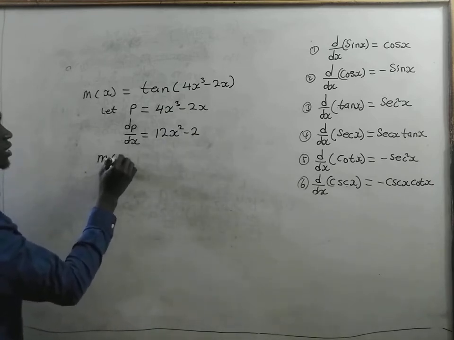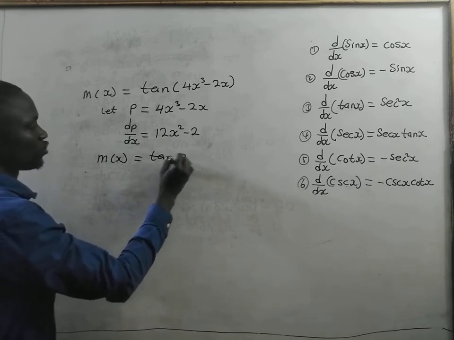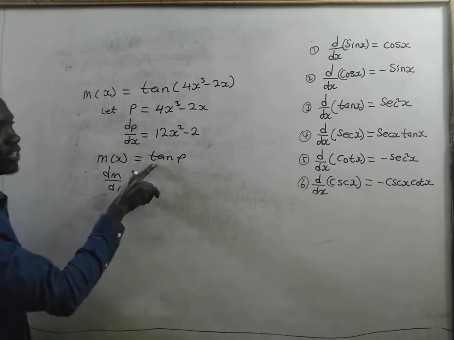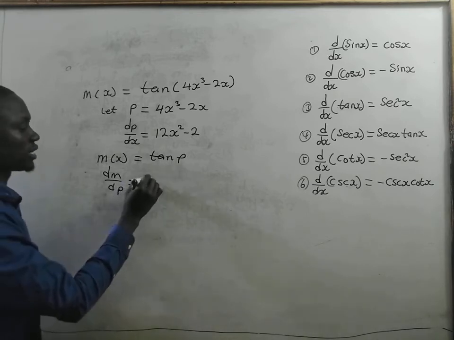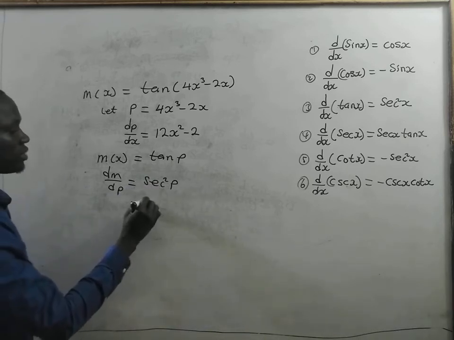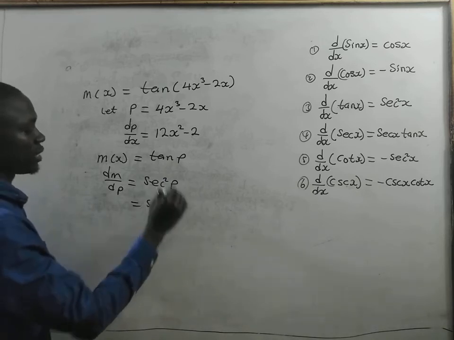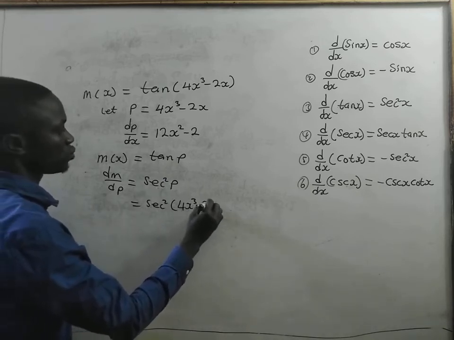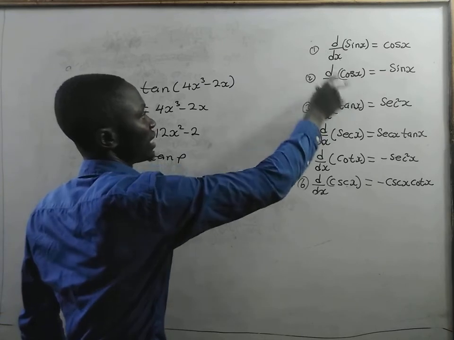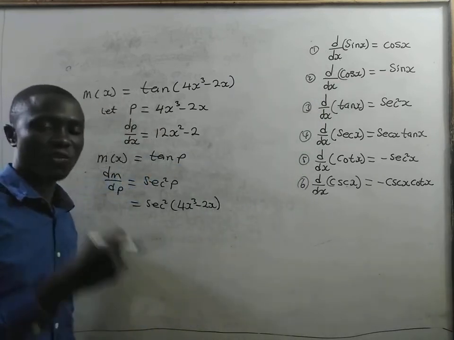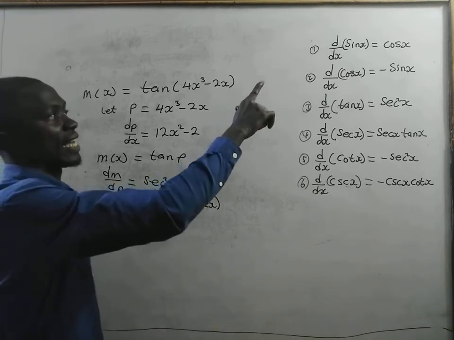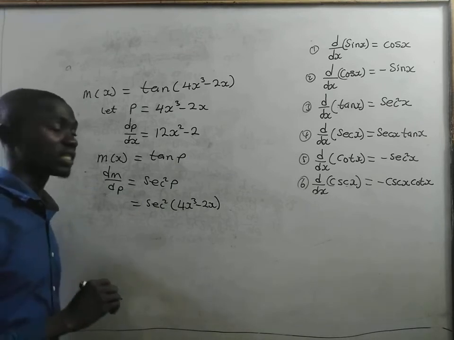Then now m of x is equal to tangent of p. Then the derivative of m with respect to p is equal to, if we differentiate tangent of p, we get secant squared of p. So this is the same as secant squared of p, and p is 4x cubed minus 2x. In fact, I've done the derivative of sine x and the derivative of cosine x from first principles. It is in the description, so you can check the description for the derivative of sine x and cosine x from first principles.